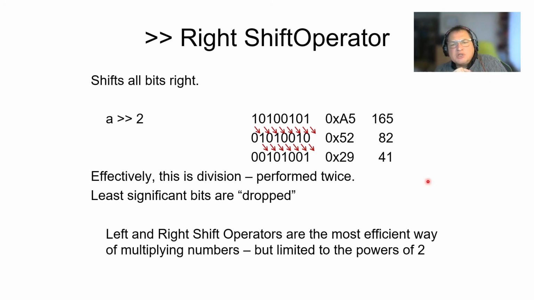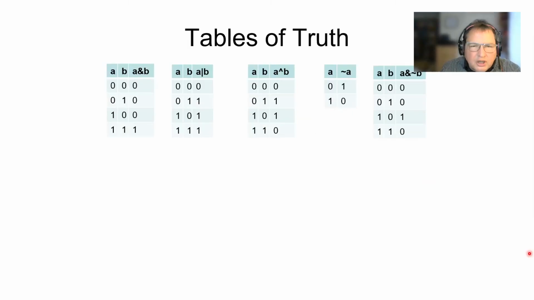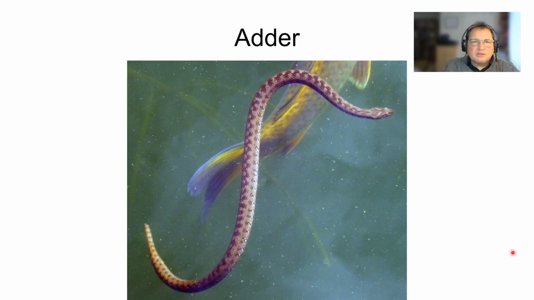The final topic discussed in this lecture is truth tables. Truth tables were discussed in the previous part of this lecture on Boolean logic. So here we just have a few simple tables for A and B, A or B, A XOR B, not A, and the combined operator A and not B. But the true reason why I introduce these tables are the adders.